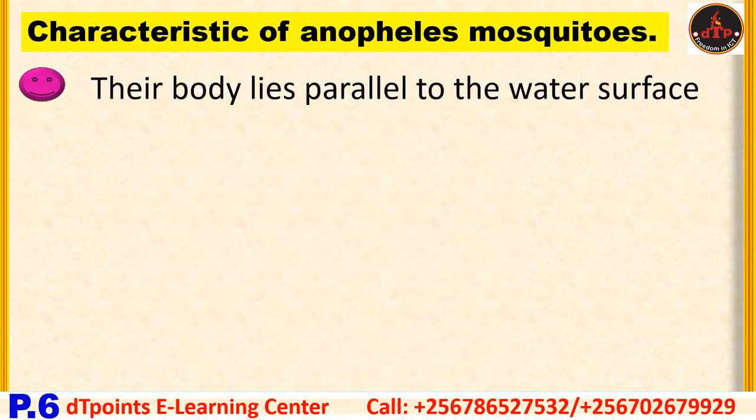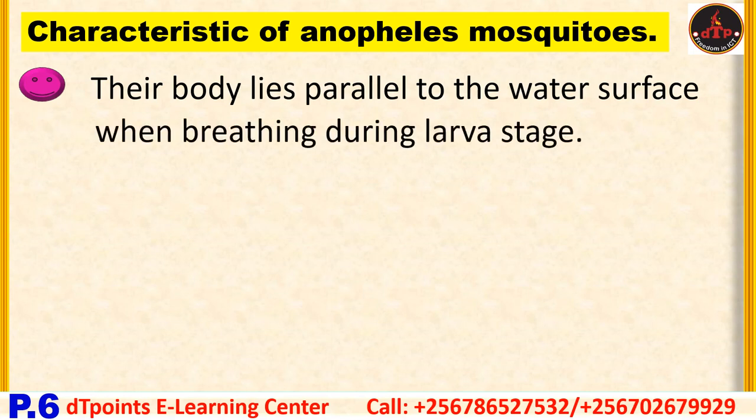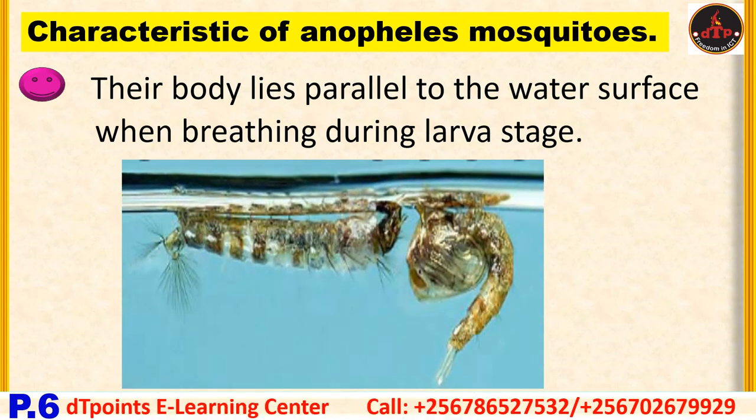The other one, their body lies parallel to the water surface. Their body lies parallel to the water surface when breathing during the larval stage. Now, during the larval stage, there are certain breathing organs. When you look at this one here, you will find that it is lying parallel to the water surface. This is the larva which we are talking about here. It lies parallel to the water surface, and therefore it is breathing at this larval stage.